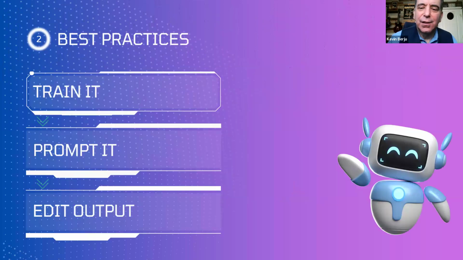Okay, best practices. Train it, prompt it, edit output. So think of Chat GPT as a highly qualified assistant. Like any assistant, it needs to know what you want to do. You have to tell it what to do, right? So you have to give it directions. You have to kind of paint a picture of what you want it to look like at the end, which, by the way, it can paint pictures too. It's kind of astounding. But here are the 3 best practices to improve your results, which is basically train it, prompt it, edit the output. So let's double click on each one of these.